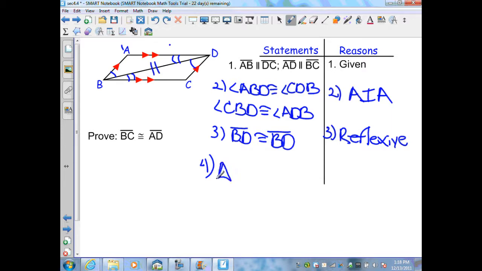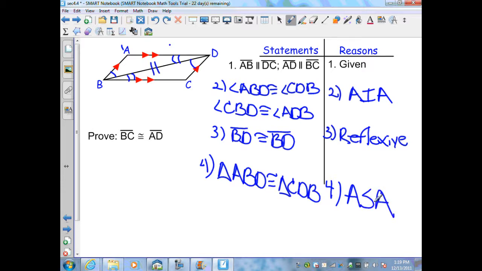Therefore, triangle ABD is congruent to triangle, and I went from no arc to a single to a double, which would be triangle CDB. That justifies or clarifies the correspondence between the two triangles. The reason why they are congruent is because of the angle side angle theorem. And that is true because the segment is the included segment.